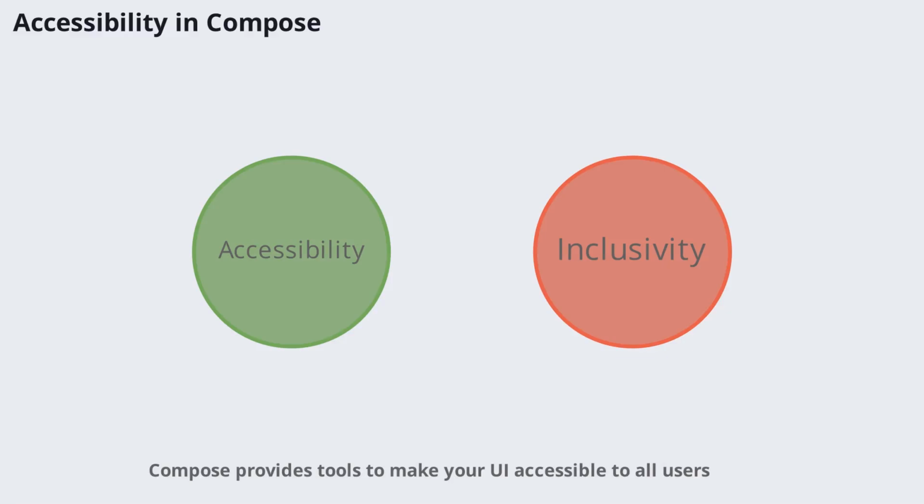Compose provides tools to make your UI accessible to all users, including those with disabilities. Ensuring your pull refresh feature is accessible helps reach a wider audience.